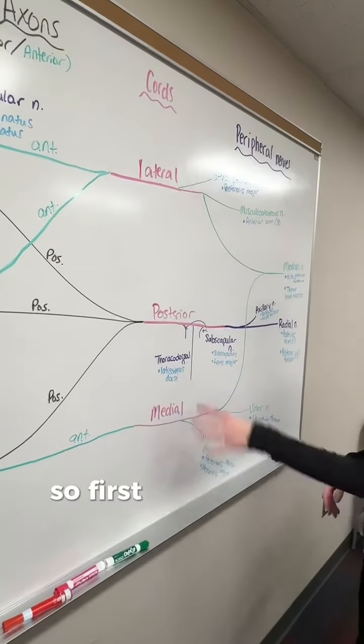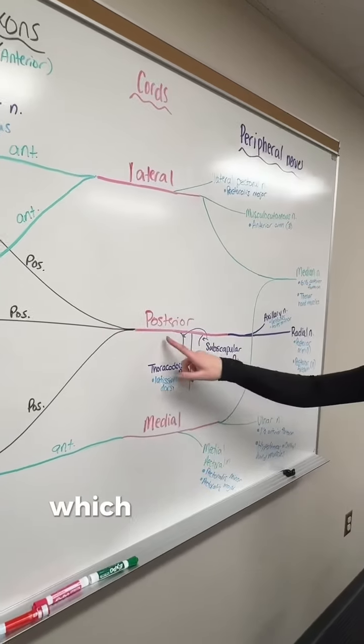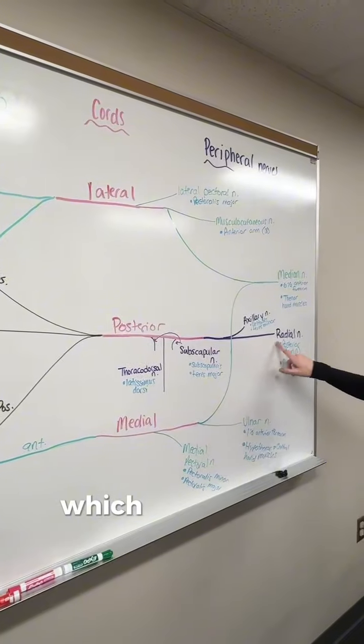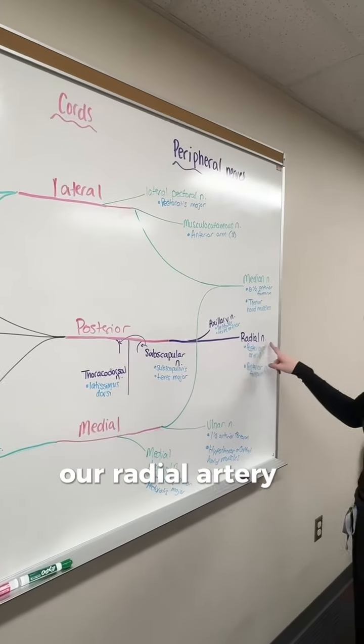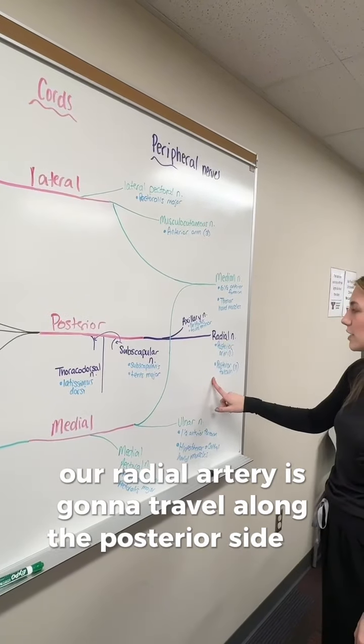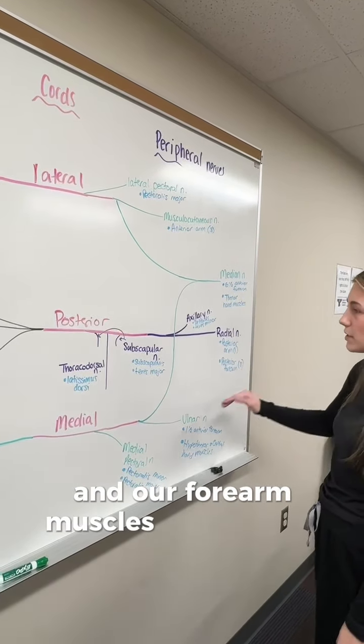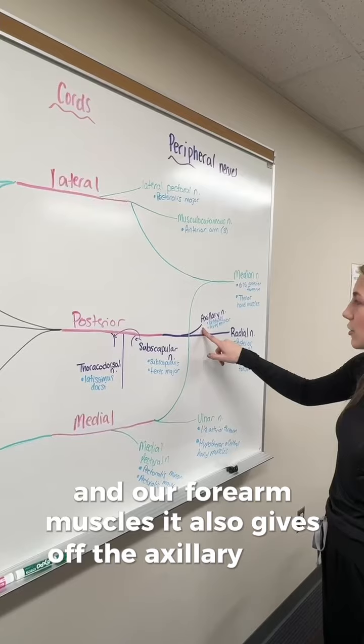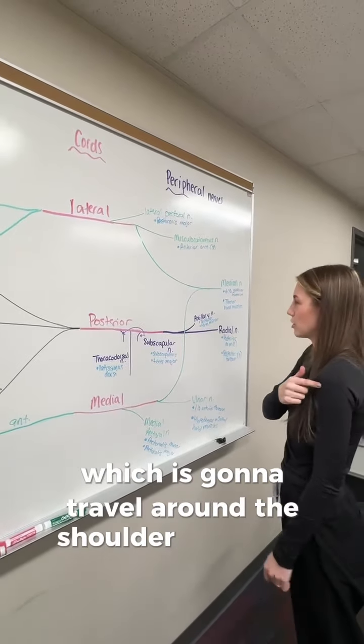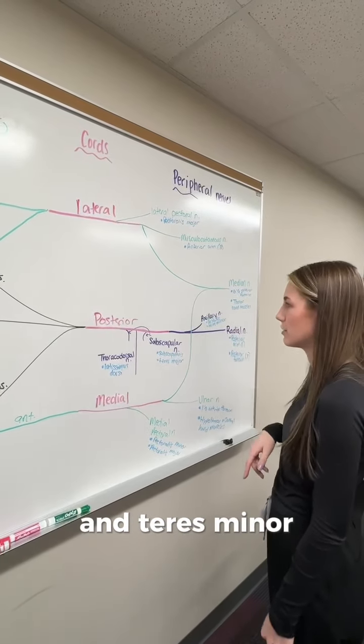So first we're going to talk about our posterior cord, which is going to give off one major nerve, which is going to be our radial artery. Our radial artery is going to travel along the posterior side of our arm to supply our posterior arm muscles and our forearm muscles. It also gives off the axillary nerve, which is going to travel around the shoulder to supply our deltoids and teres minor.